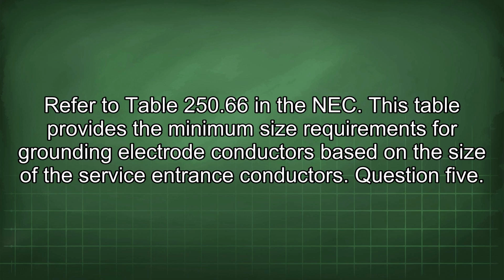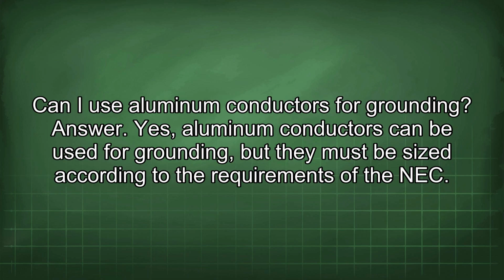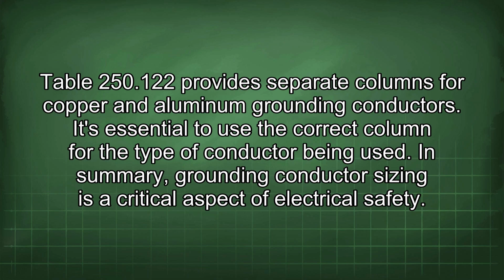Question 5. Can I use aluminum conductors for grounding? Answer. Yes, aluminum conductors can be used for grounding, but they must be sized according to the requirements of the NEC. Table 250.122 provides separate columns for copper and aluminum grounding conductors. It's essential to use the correct column for the type of conductor being used.